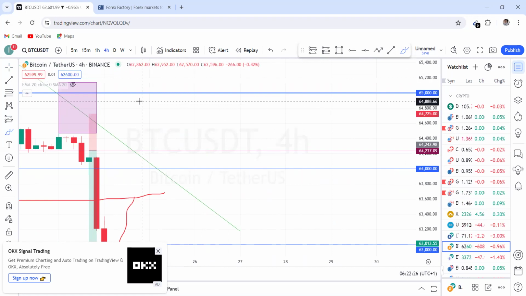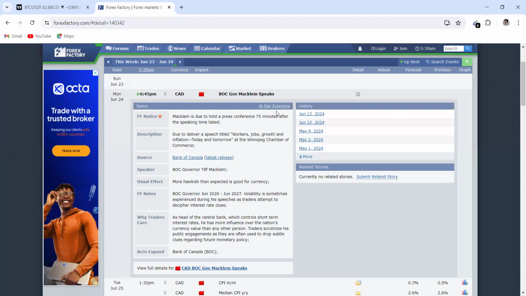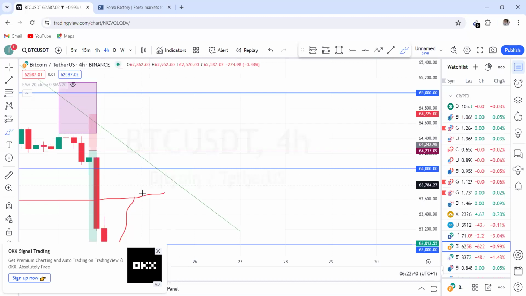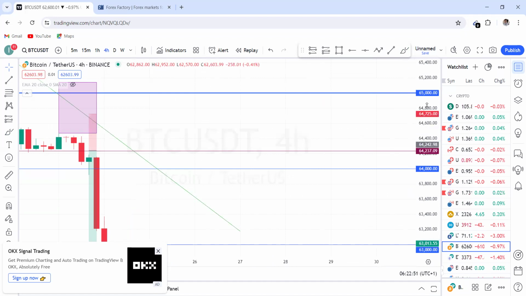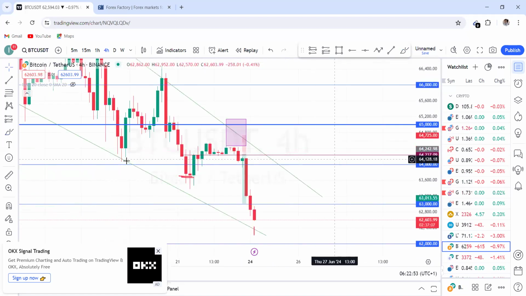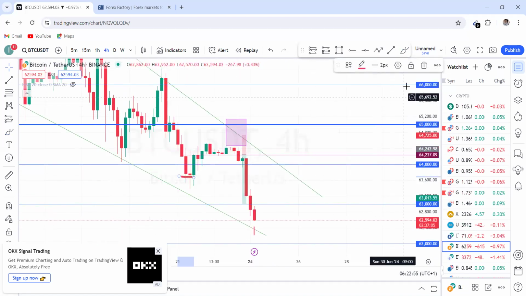And then today being Monday, what do we have in the news? So today we'll only be having McLean speaking from the Bank of Canada today at 6:45 p.m. So if you are jumping on any Canadian trade, that's any CAD trade, be watchful of that news, of that conference, or whatever it is that will be coming in from Canada later today.